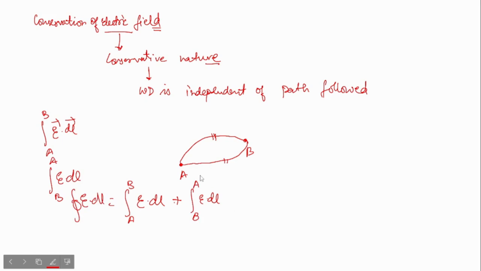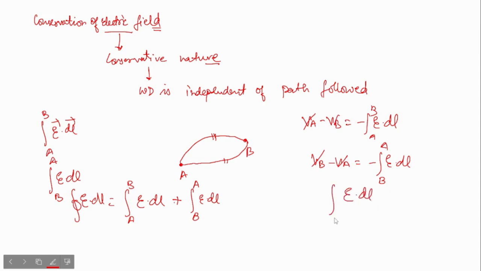If you see from this figure, VA minus VB will be minus E dot dl from A to B, and VB minus VA will be minus E dot dl from B to A. And if you add these terms, what will happen? VA will cancel out and VB will also get cancelled out. From here you will get E dot dl from B to A equals minus E dot dl from A to B.